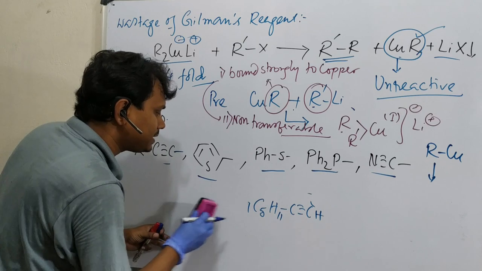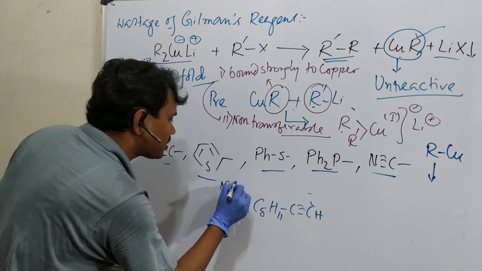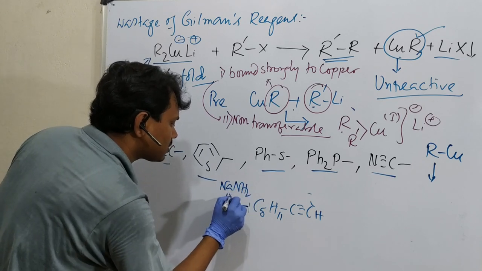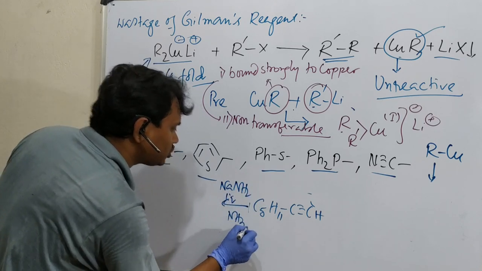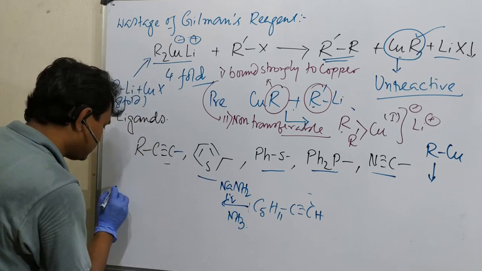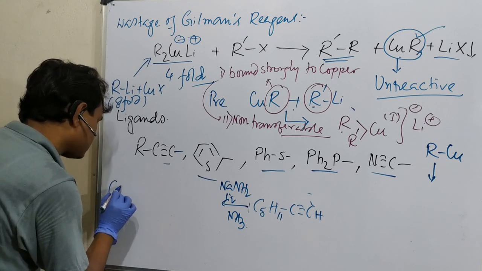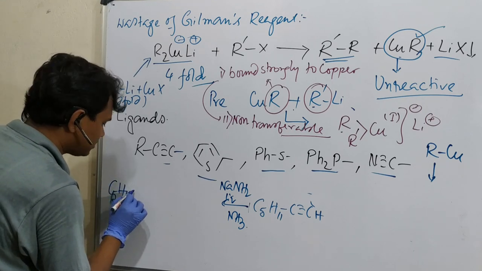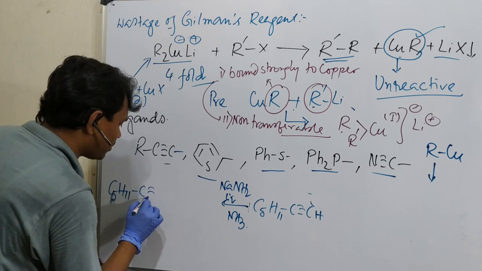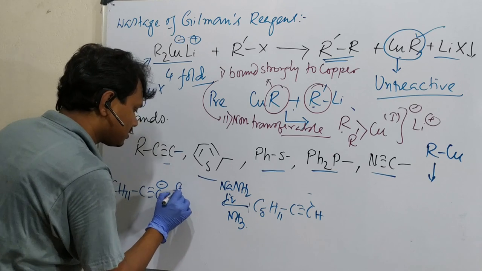Again, if we provide sodamide in liquid ammonia, one equivalent, then this proton will be abstracted. So what is the result? It will result in C5H11C triple bond C minus with sodium plus. So this is our target.